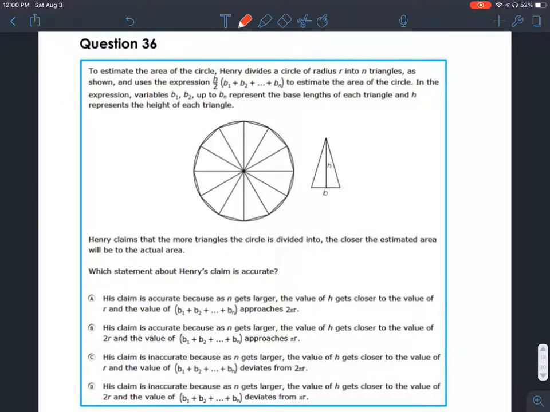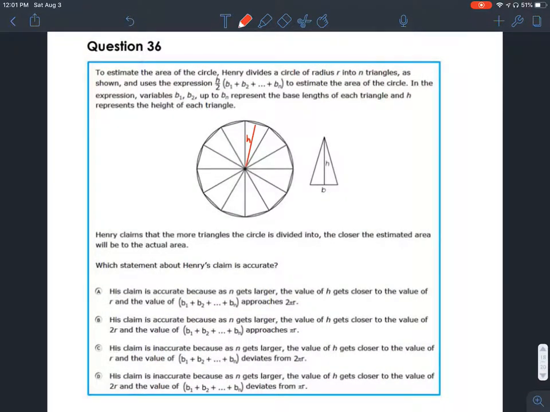As shown, he uses the expression h over 2, that's the height of a triangle. In the picture, h would be here, times the sum of the bases to estimate the area of the circle. In the expression, the variables b sub 1, b sub 2, up to b sub n represent the base lengths of each triangle, and h represents the height of the triangle. Okay, so far this is, wow.